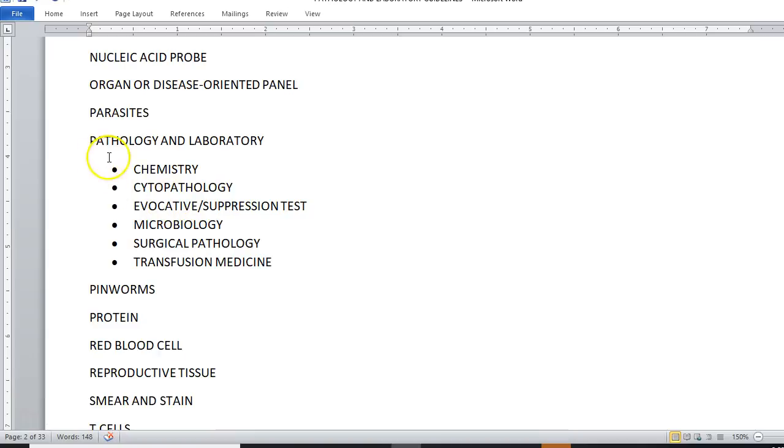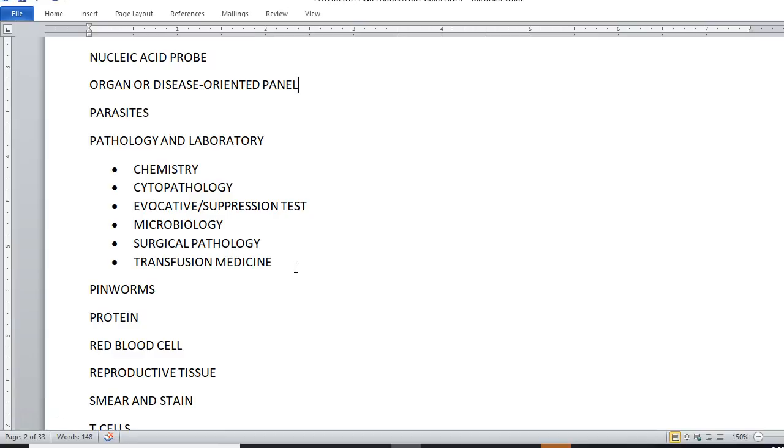Under the main terms of pathology and laboratory, there are a lot of subterms. These are the ones that I suggest that you highlight because it will help you find your way. The first thing is under pathology and laboratory, chemistry goes on for multiple pages, not just multiple columns, but actually multiple pages. So I always suggest that you highlight under pathology and laboratory, chemistry, cytopathology, evocative suppression test, microbiology, surgical pathology, and transfusion medicine. Those help you kind of navigate through the pathology and laboratory section.